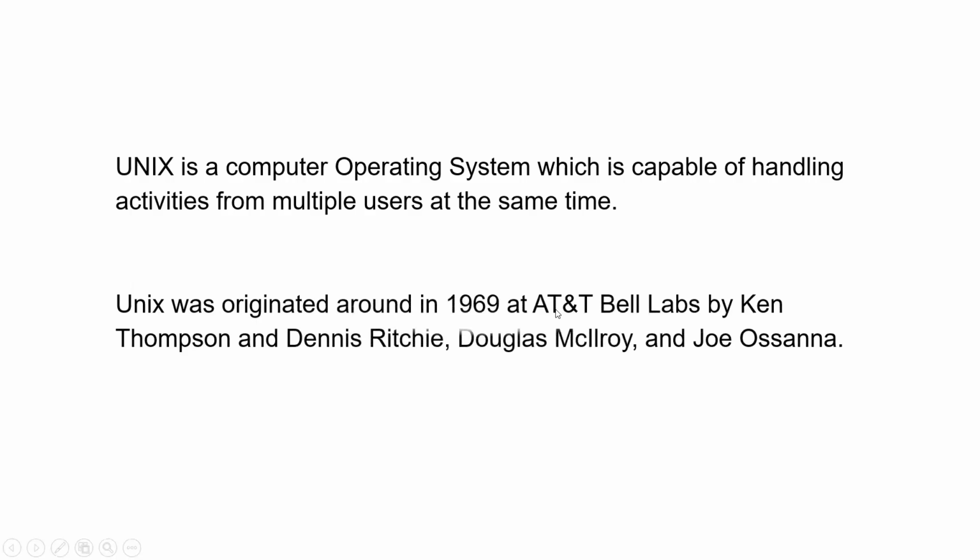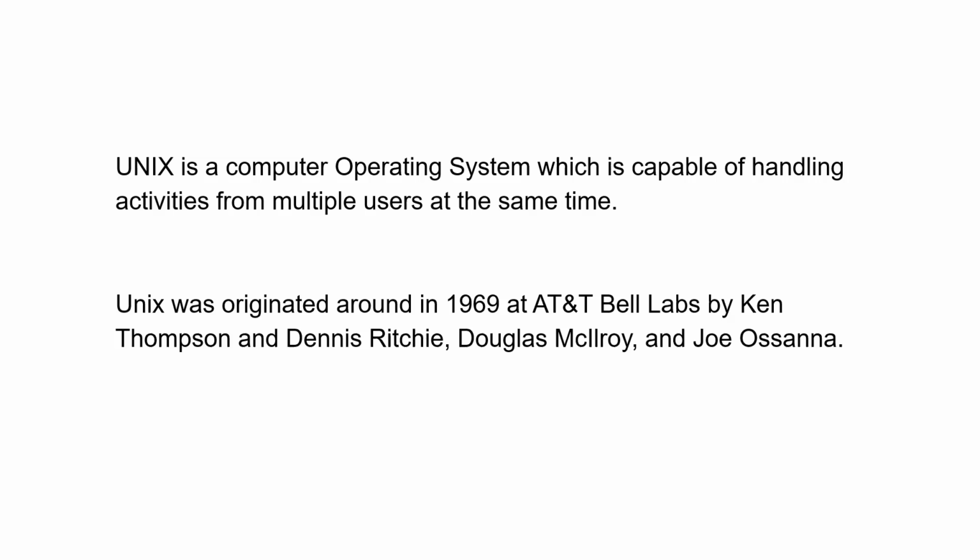Now, apart from this, Unix originated around 1969 at AT&T Bell Labs. Actually, not 1969, somewhere in the 1960s only, Unix was originated and developed. But what happened is Unix was developed in the B language at that time. Later on, after 1965 or 1966, there were people like Ken Thompson, Dennis Ritchie, and many others around.